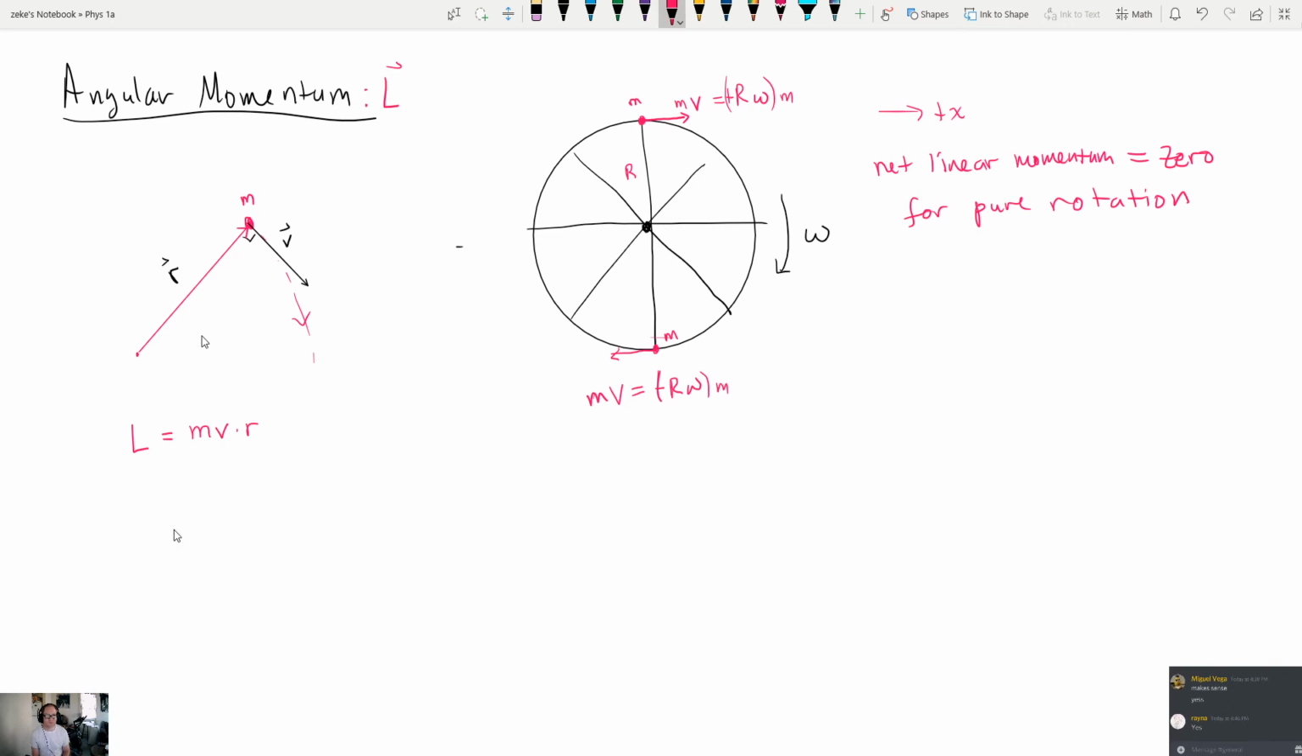Just like the way that we got torque by taking r times force, you get angular momentum by taking momentum and multiplying by the distance to the point of rotation right here, which in this case is r.